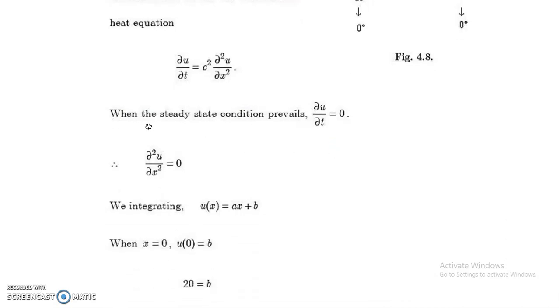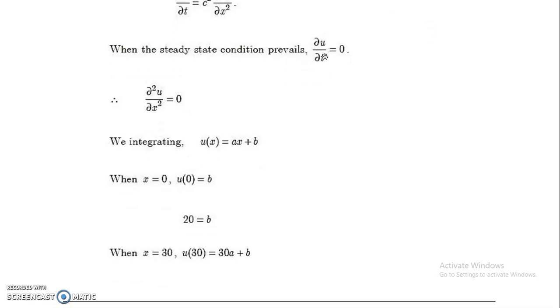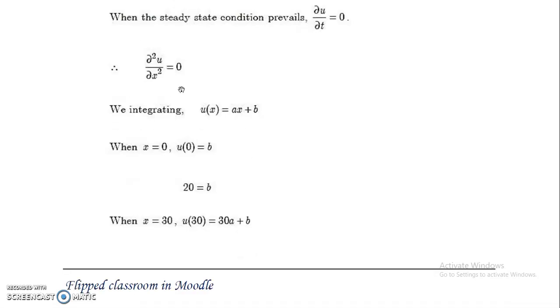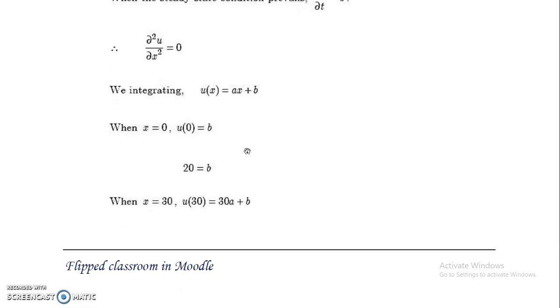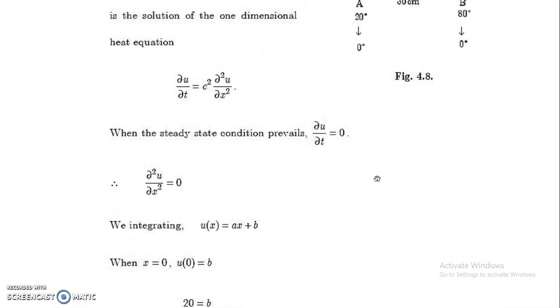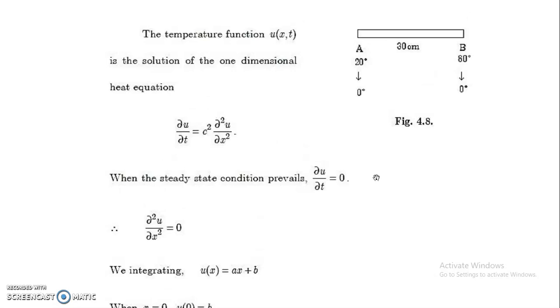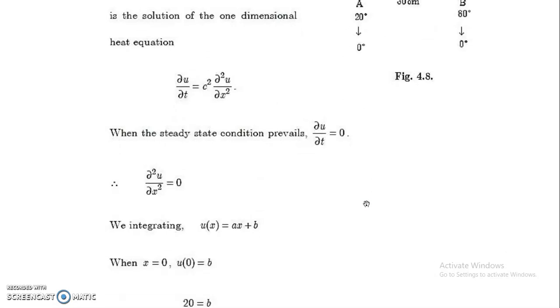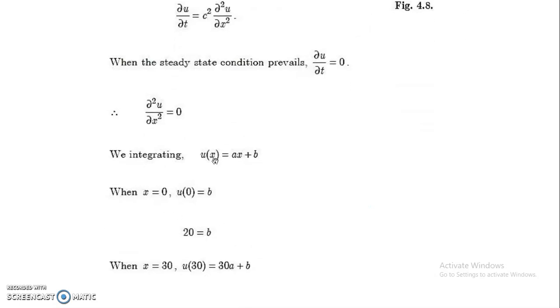When steady state conditions prevail, dou u by dou t equal to 0. After substituting this in the heat equation, you will get this form. After integrating two times, you will get this equation. Now at x equal to 0, which means length is 0, the rod temperature is 20 degrees Celsius. So at x equal to 0, make it equal to 20. If x equal to 0, ax will be 0, so b is equal to 20.